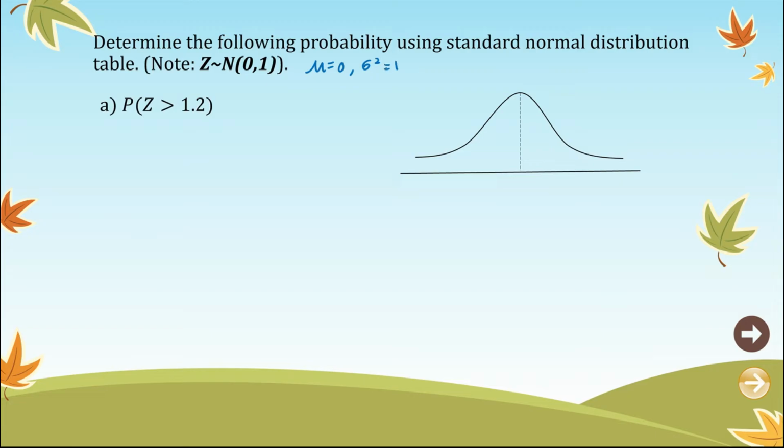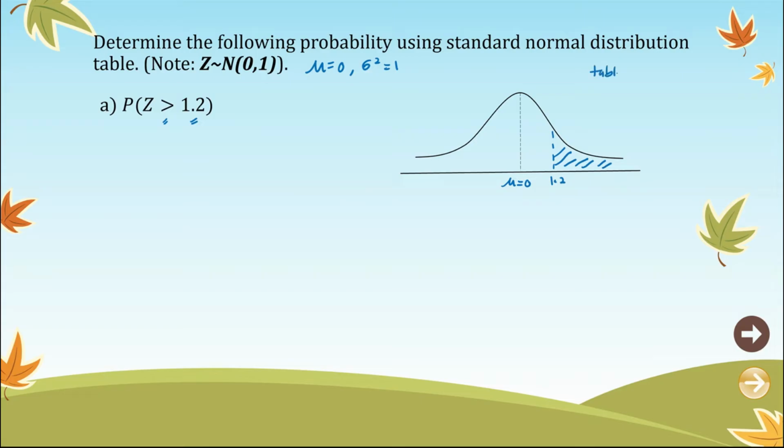For A, we want to find P(Z greater than 1.2). Let's draw the bell shape. First, we write mean in the middle, mean equals 0. Then we write 1.2. So 1.2 is on the right side because it is positive. Then we shade the area. We look at the symbol for Z. In this case, Z is greater than 1.2, it means that our area is on the right side.